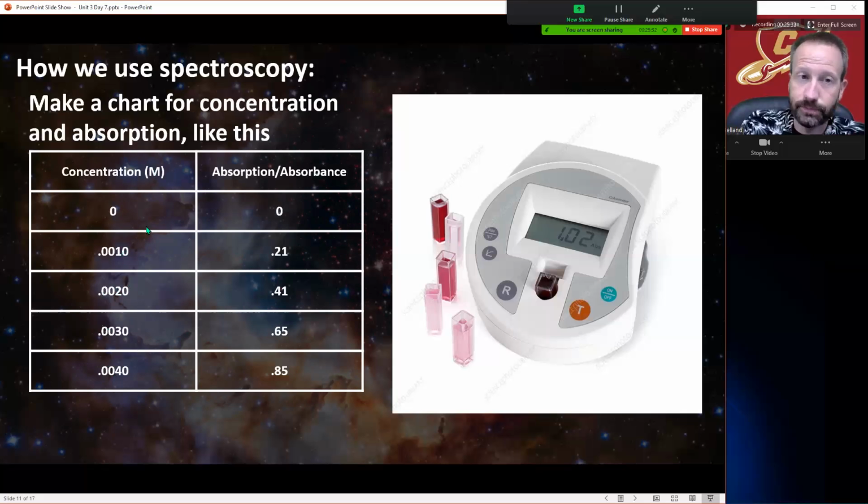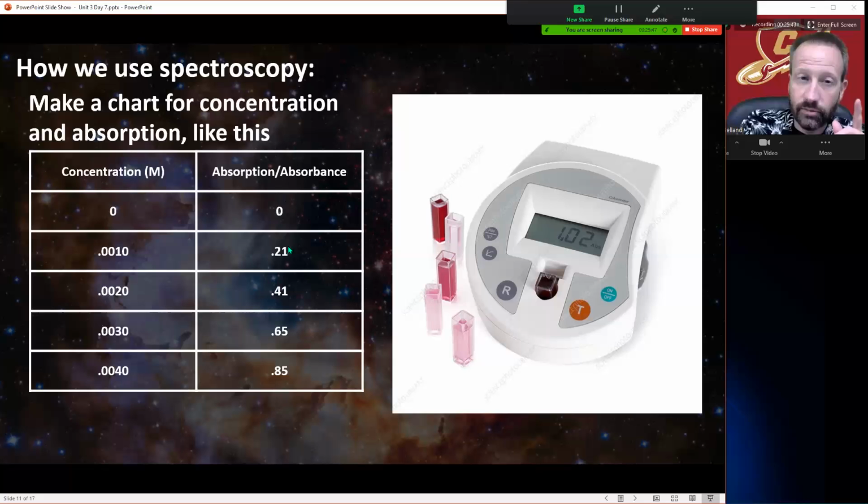Now be careful. If up here you say molarity, but then down here you use millimolars, now you're wrong. Or if up here you say millimolars, and down here you use molarity, now you're wrong. Make sure the label and the numbers match.